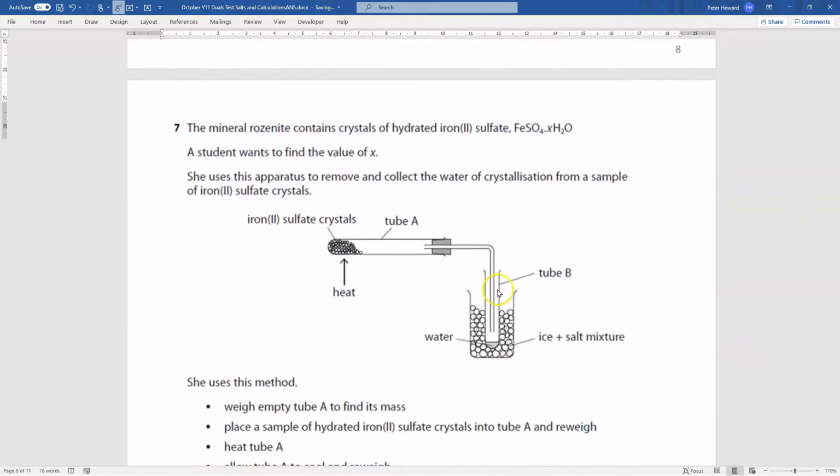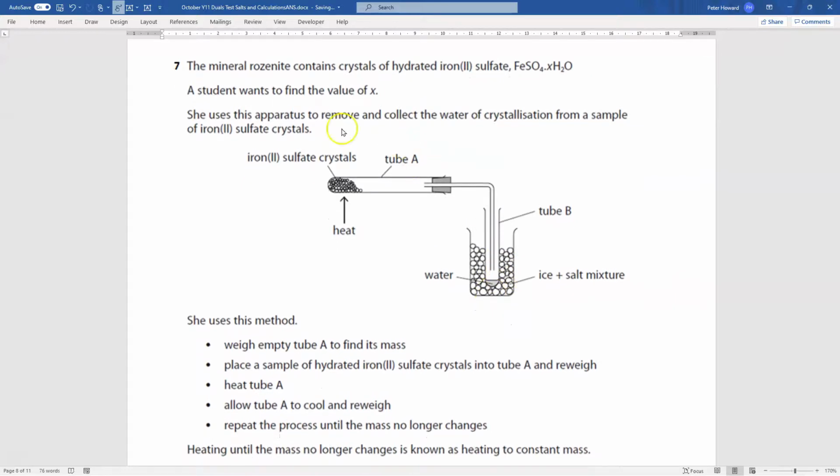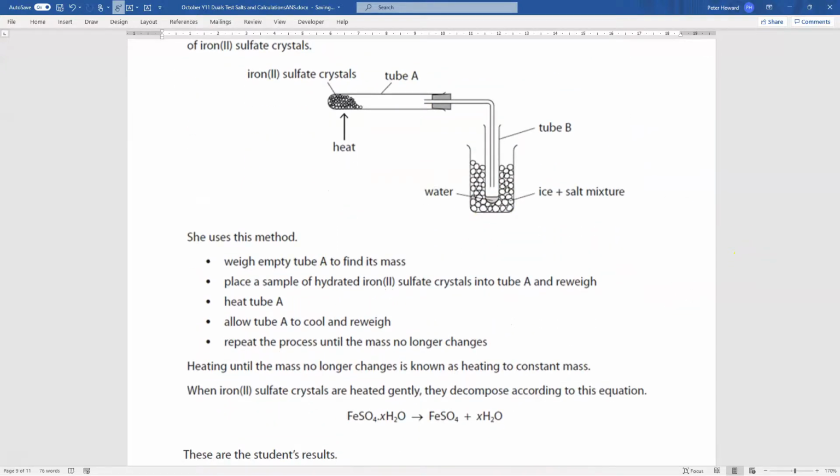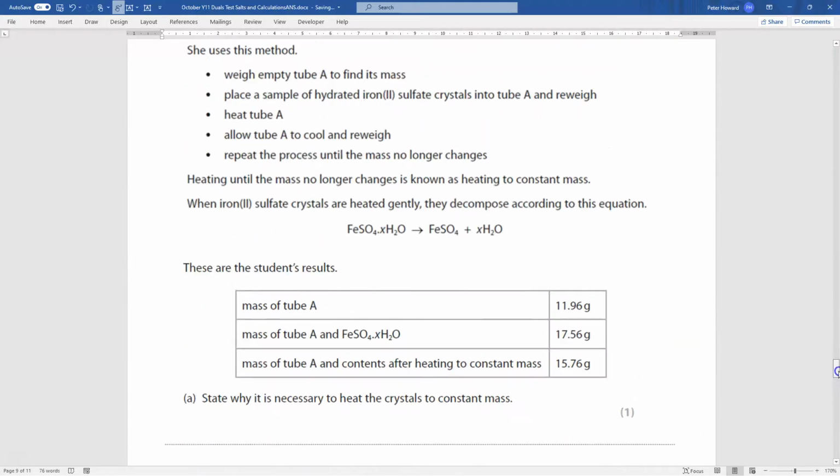Last question. I think it's the last question. I'll just check. Last question.